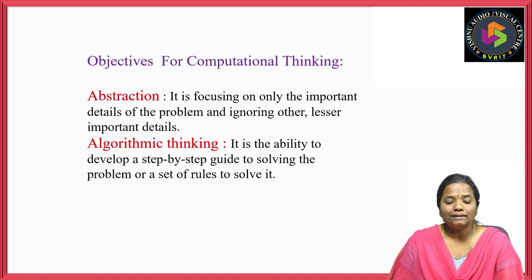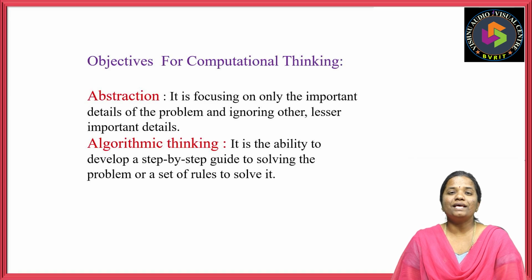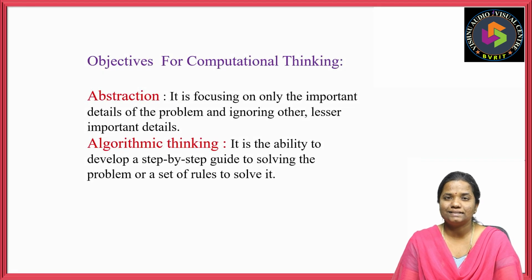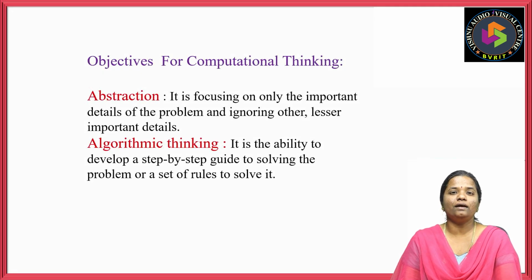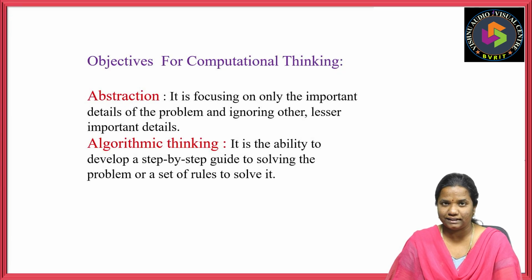What are the other objectives for our computational thinking? Abstraction. Abstraction is also one of the important factors for our computational thinking. Abstraction means considering necessary details and ignoring unnecessary details. When we focus on the important details about our task, we can easily solve it. That is the reason abstraction is also one of the best techniques for our computational thinking.